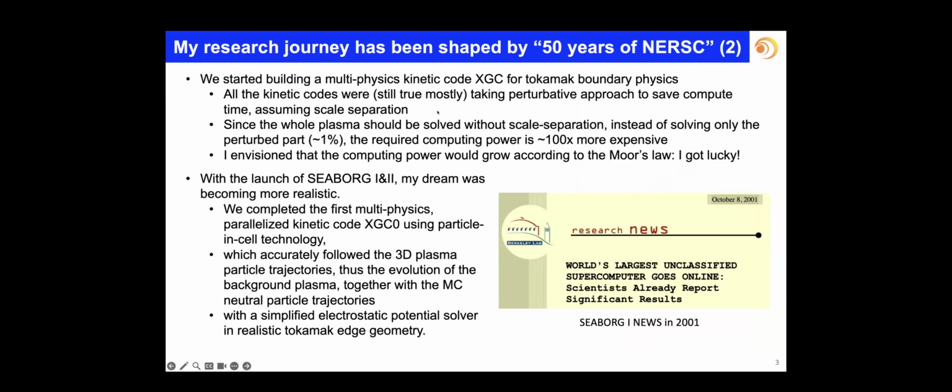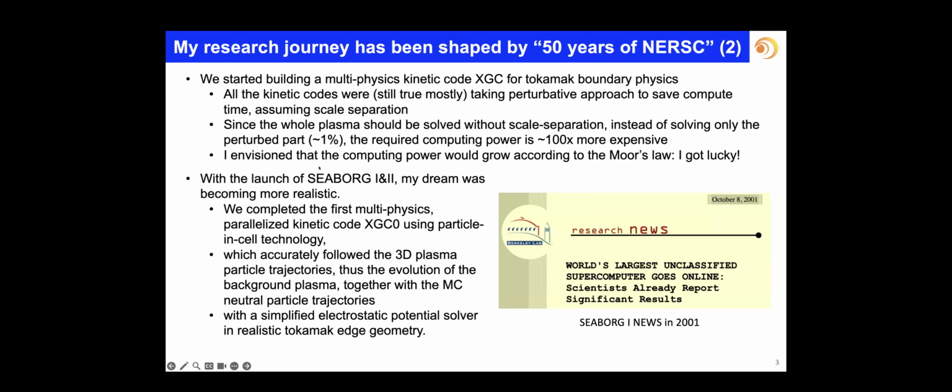And then we started building a multiphysics kinetic code, XGC, for Tokamak boundary physics. At that time, and still true mostly, they were trying to save computing time by taking a perturbative approach, assuming scale separation between background dynamics and turbulence dynamics. And so that way they were solving only like 1% turbulent part of the whole plasma. If I wanted to solve the whole thing together, the multiscale interaction between turbulence and background, I needed about 100 times more computing power.